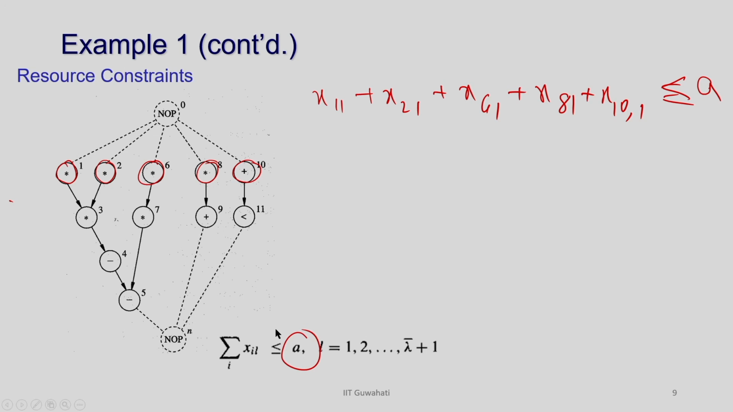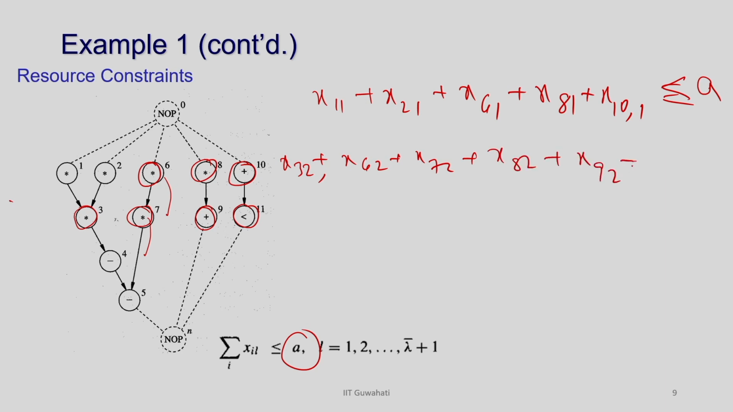I have one type of resource. And for timestamp 2, obviously 3 can schedule 7, 9, 11, and I have also told you that this can come here and that 6 can come here. 6 also can be scheduled in timestamp 2, 8 also, and 10 also. So, I have to write x 3 2 plus x 6 2 plus x 7 2 plus x 8 2 plus x 9 2 plus x 10 2 plus x 11 2 should be less than or equal to a.